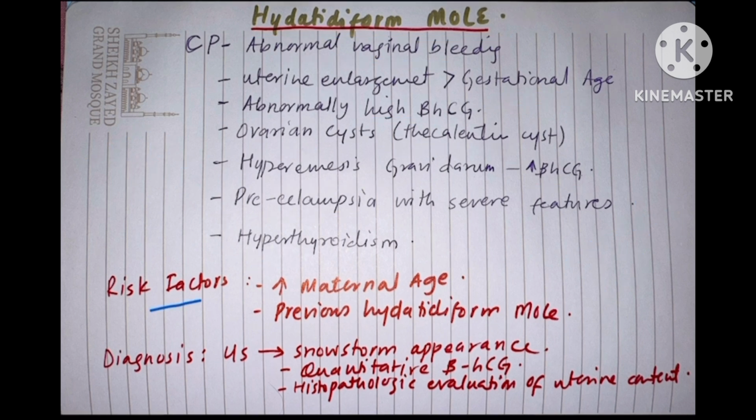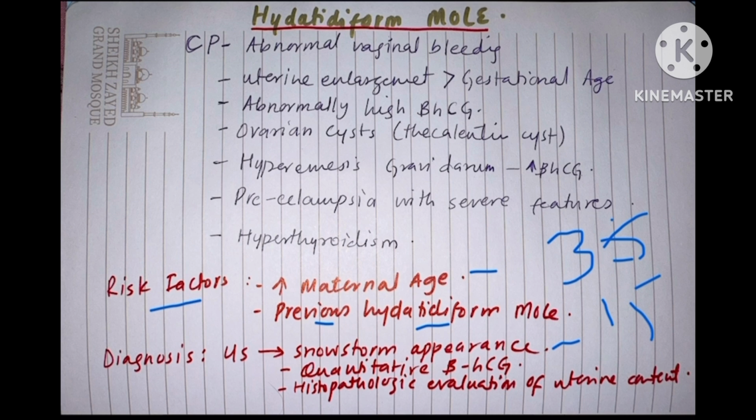Now we're going to talk about the risk factors. There are two: extremes of maternal age, like more than 35 years old or less than 15 years old, and a previous molar pregnancy. Coming to the diagnosis, we have ultrasound. On ultrasound, you're going to see a snowstorm appearance. It's a very telltale sign for this hydatidiform mole.